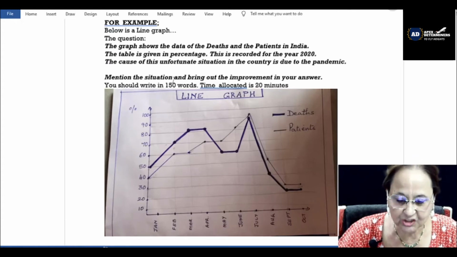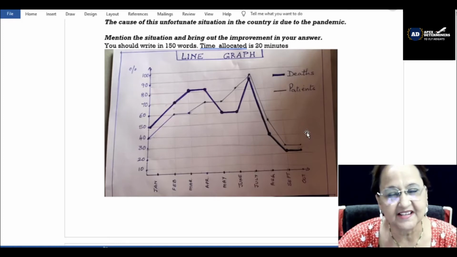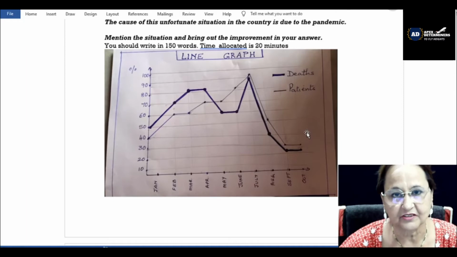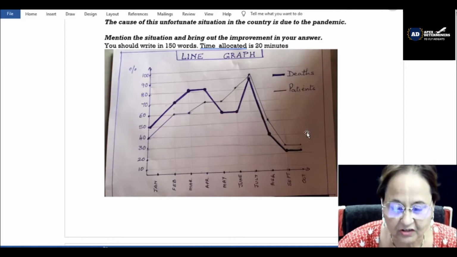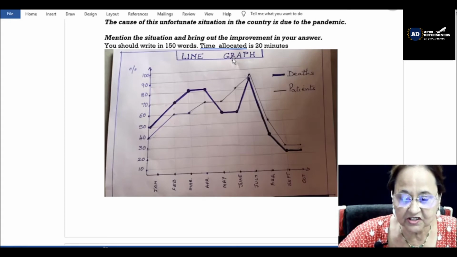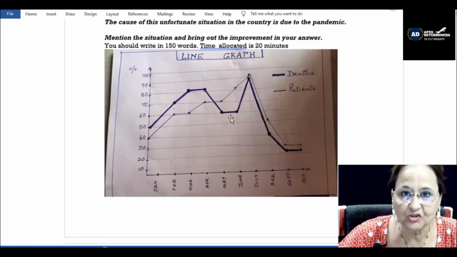Now mention the situation and bring out the improvement in your answer. Now this is what you have to do. You have to spend at least 15 to 20 seconds on studying the graph. Now what is written on top? Line graph. But that will not be mentioned on the question paper. But here it is mentioned, so you'll have an idea what a line graph looks like.